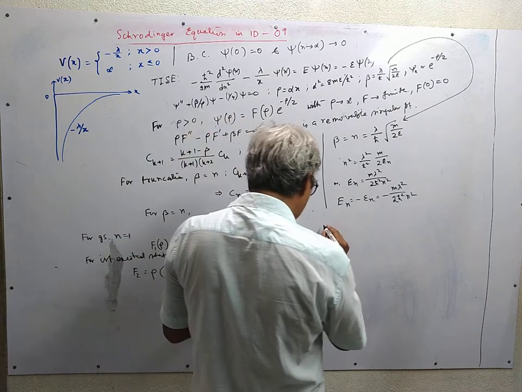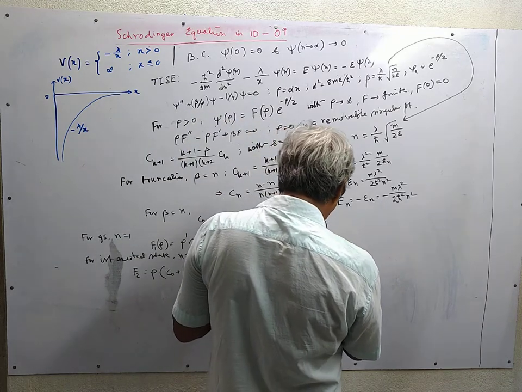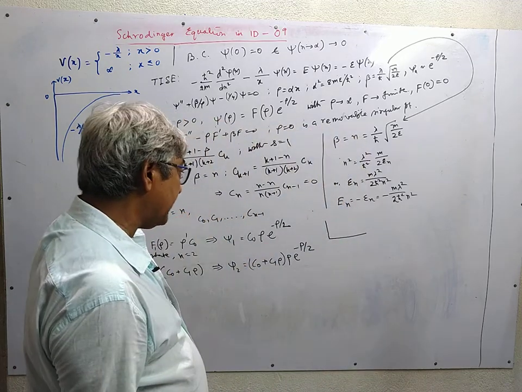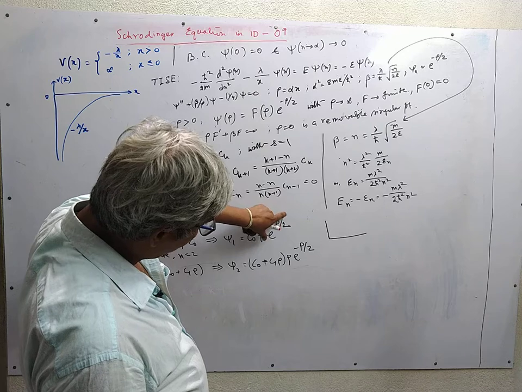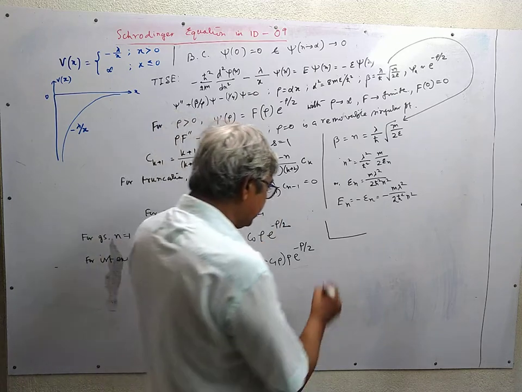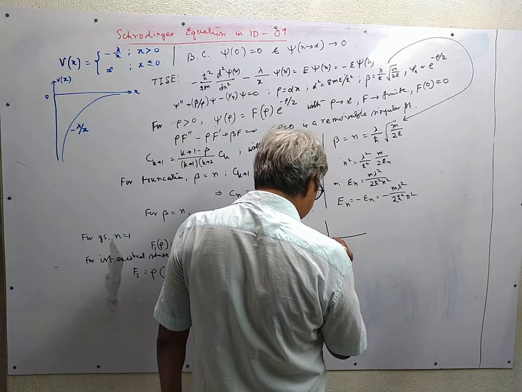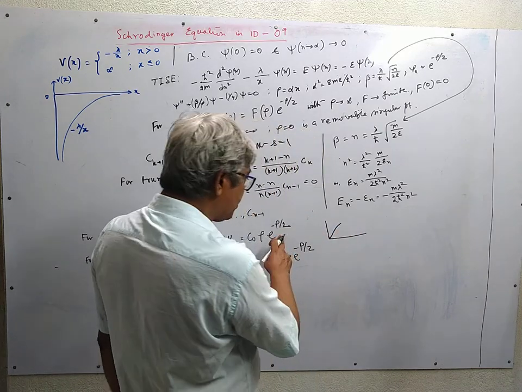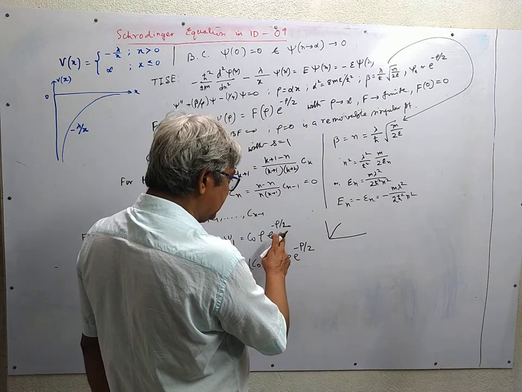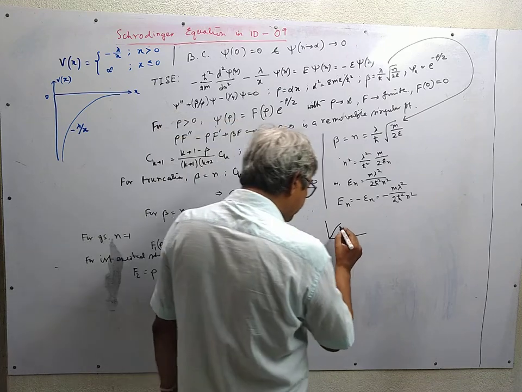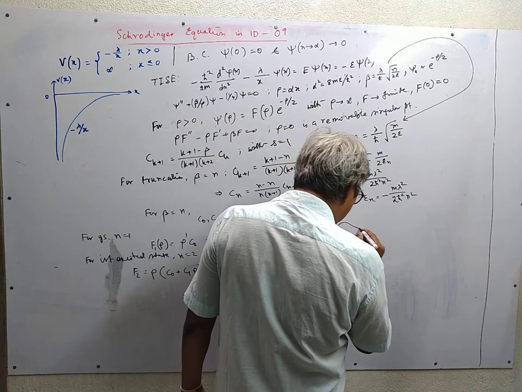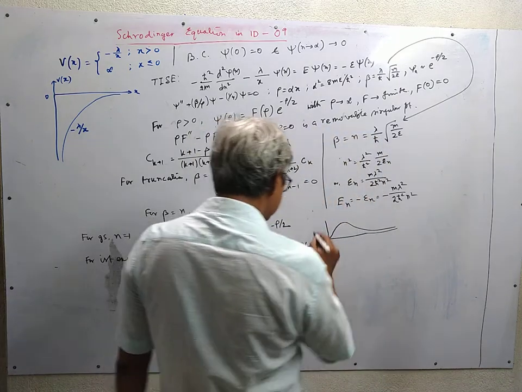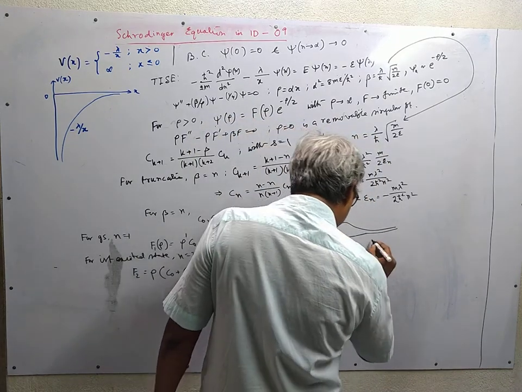If we plot this wave function at small values of rho, this part is almost 0. So initially the graph increases linearly, but as rho increases, this part starts dominating. That is, it will decrease the wave function and it will go to 0 asymptotically. This is the plot of psi 1 versus rho.